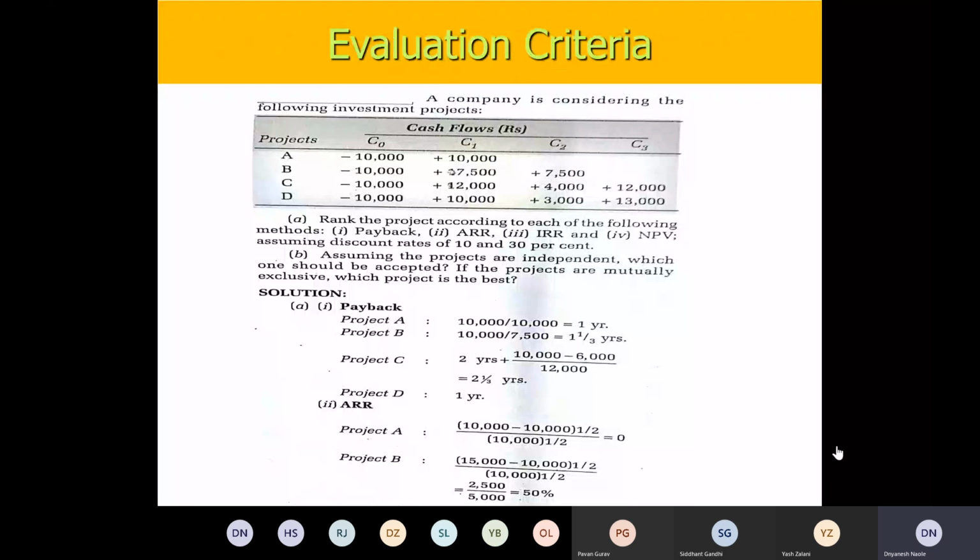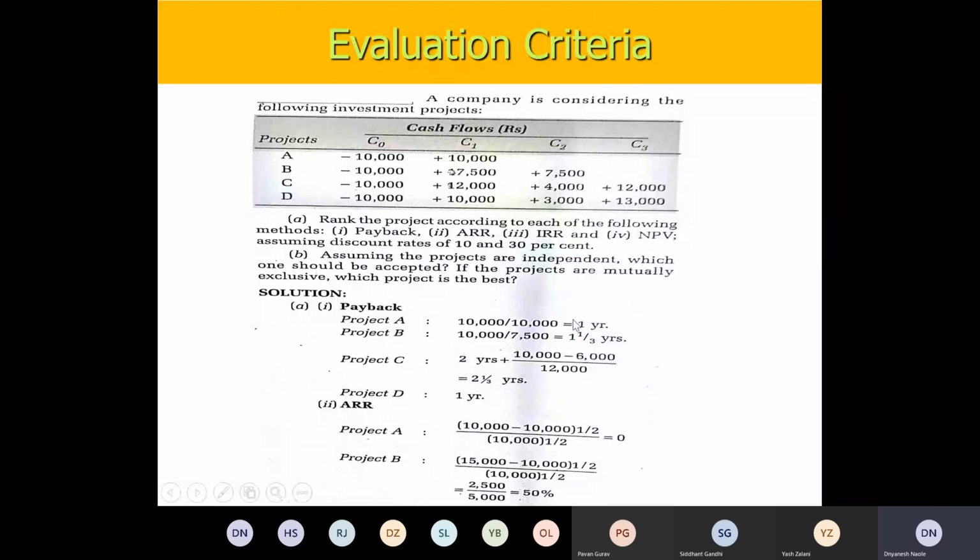So this was the problem which we had discussed in the last session. I hope the payback method is clear to all of you. 10,000 needs to be recovered. Project A recovers it in the first year itself. Project B, if you look, 7,500 is recovered in the first year, and the remaining 2,500 will be recovered in the 4 months of the second year.